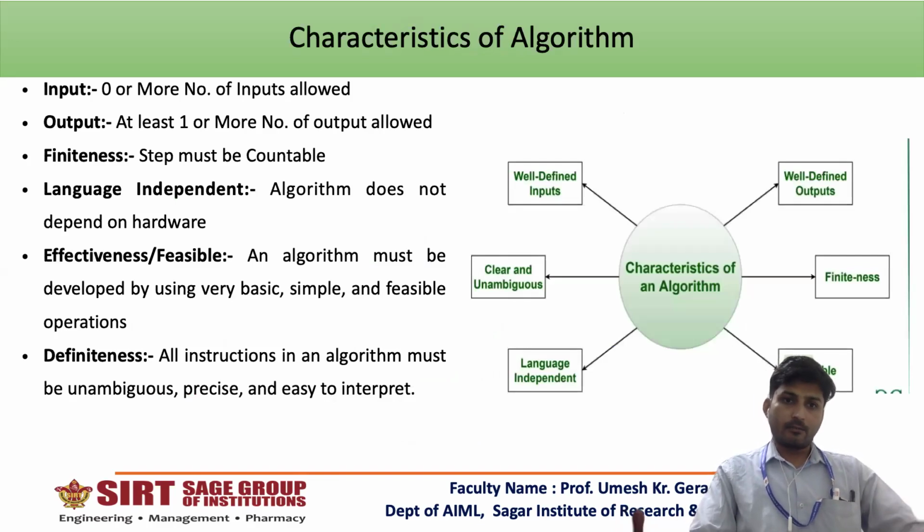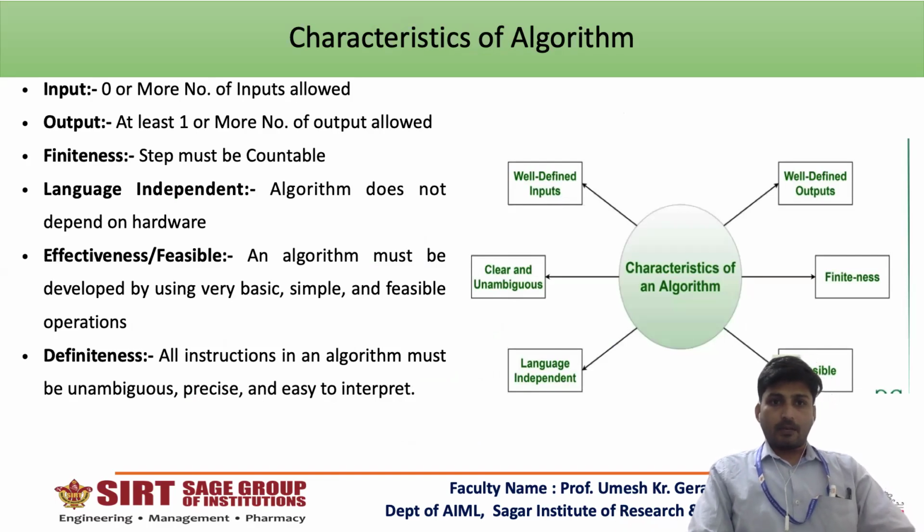The first one is input. Whenever you solve a particular problem, you have to provide some input. Either zero or more inputs are allowed for a particular algorithm. Output. Whenever you perform a task, the algorithm has at least one output. Without output, you cannot say that this is an algorithm. So at least one output must be generated by the particular algorithm.